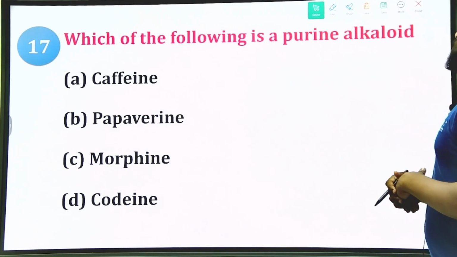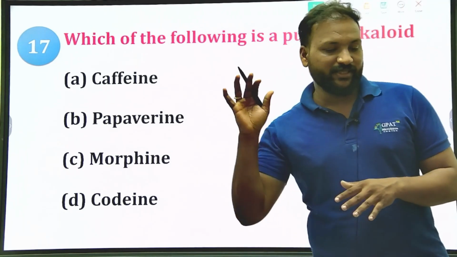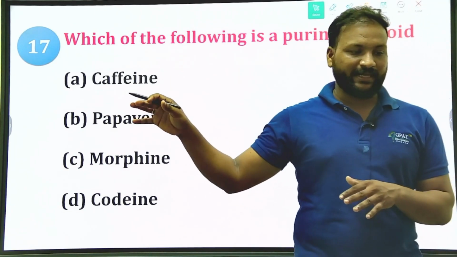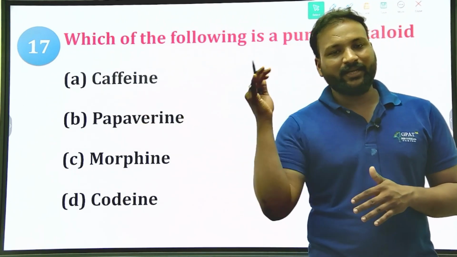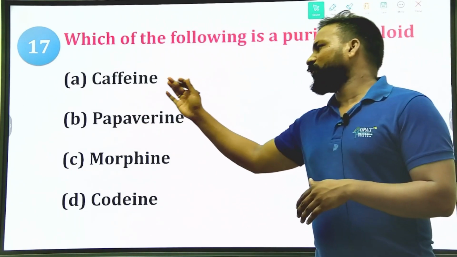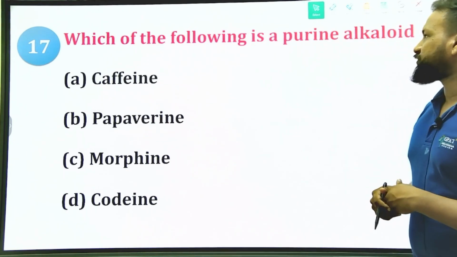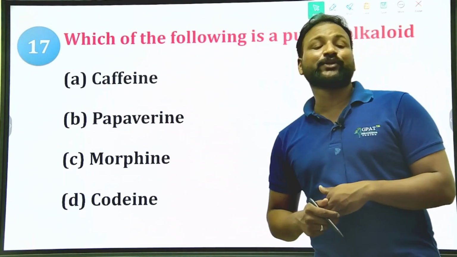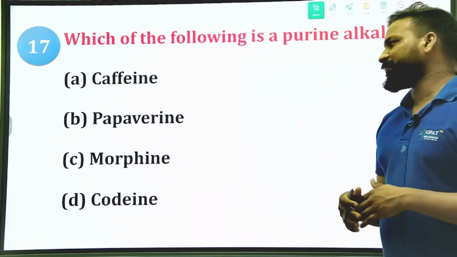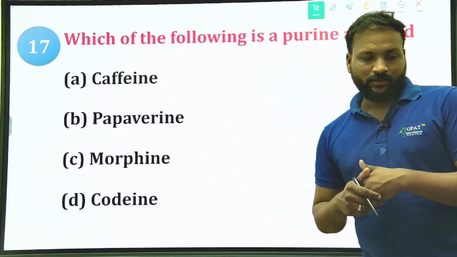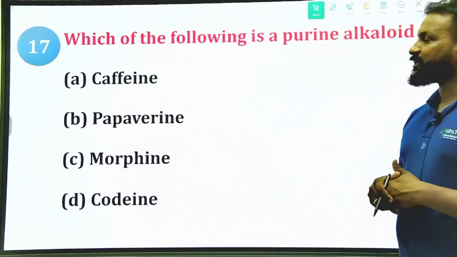Which of the following is a purine alkaloid? Yes, we have seen the classification in the initial slides. Which of the following alkaloids contains a purine nucleus: caffeine, papain, morphine, or codeine? Tell me the right answer.